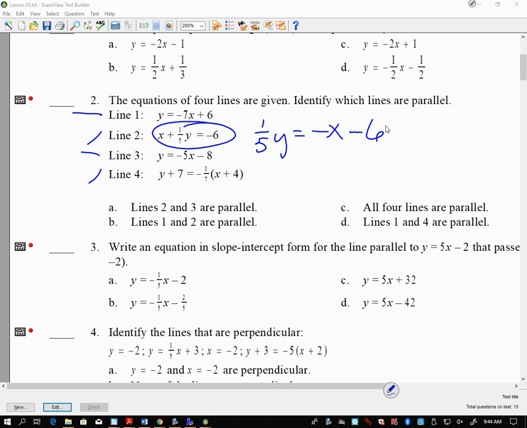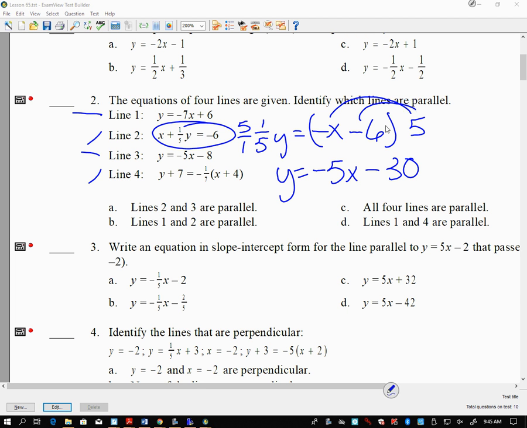Can I divide by a fraction now? No, but I can multiply by the reciprocal. Okay, so I'm going to multiply this side by 5 over 1. I'm going to multiply this side by 5. So now we're going to distribute, right? What's 5 times negative x? Negative 5x. I get negative 5x minus 30.